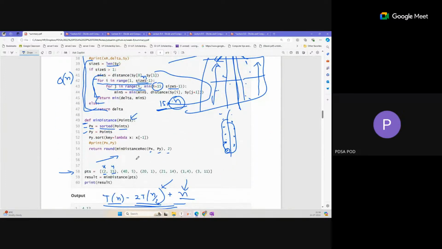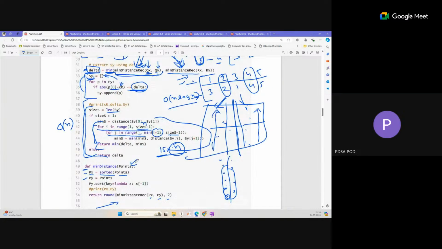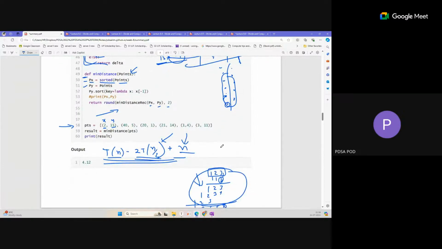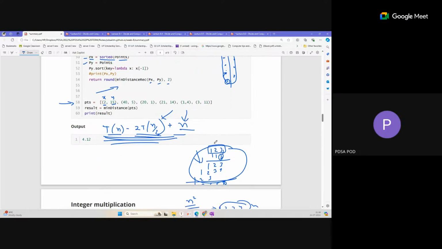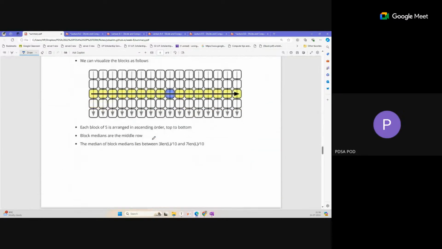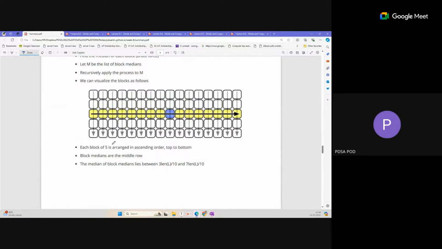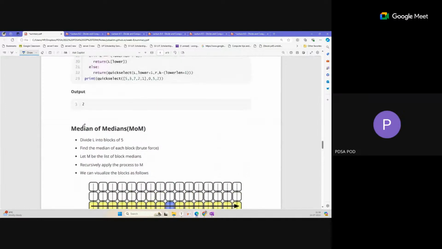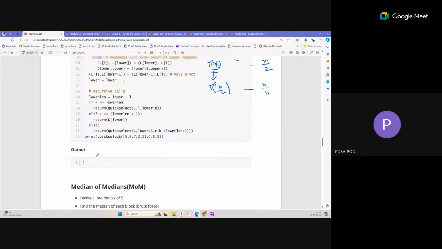So overall, the complexity for the remaining part apart from the recursive calls is order of n. So we get the same recurrence relation, and the overall complexity becomes order of n log n. Okay, so this is the one algorithm. This week we have many algorithms actually. This is the fast select algorithm, and one more, the median of medians algorithm.